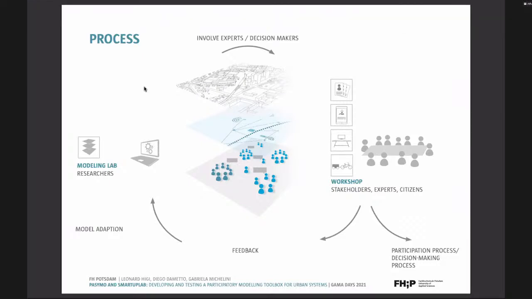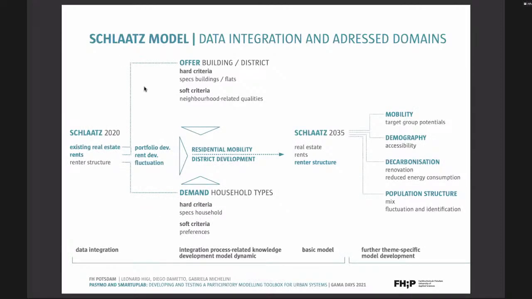So conceived to deliver a common basis for discussion, Pasmio can be integrated into different process designs of deliberation and decision-making. And nevertheless, it should ideally represent, as you can see in the graphics, the idea of an iterative approach of model co-creation and adaptation. The workshops conducted so far using Gama as modeling environment differed in their purposes of use of Gama and the roles of the participants involved.